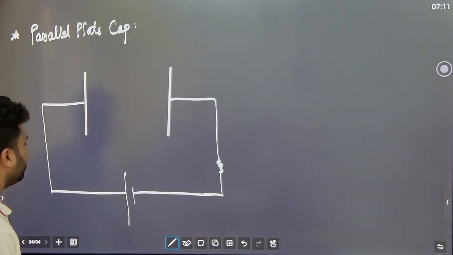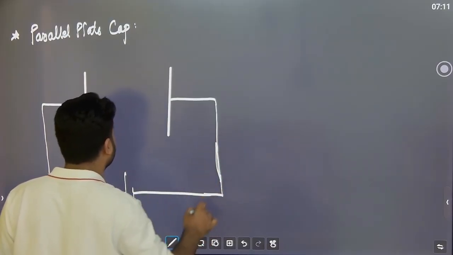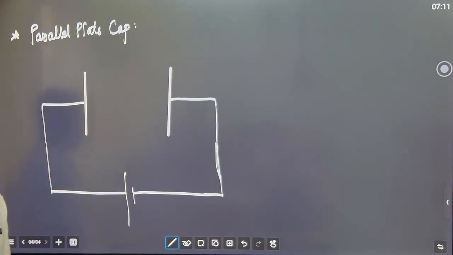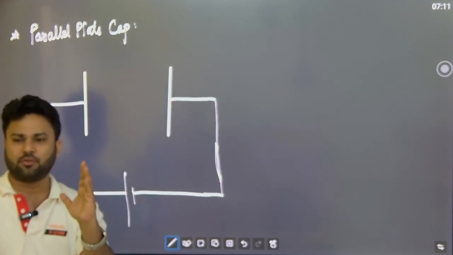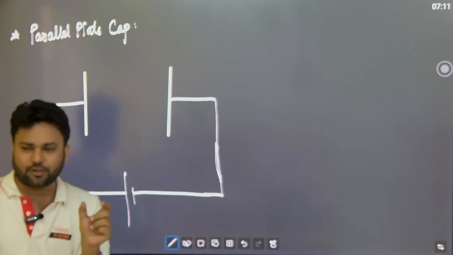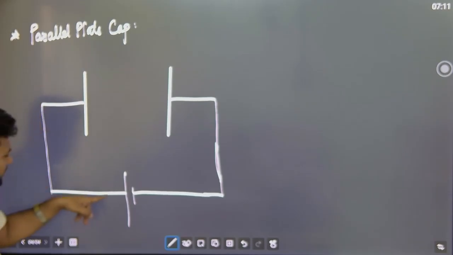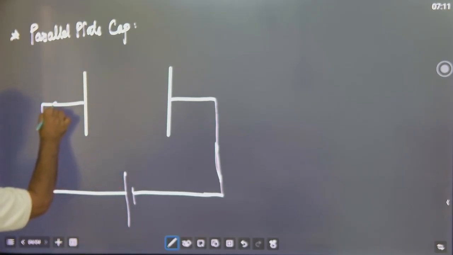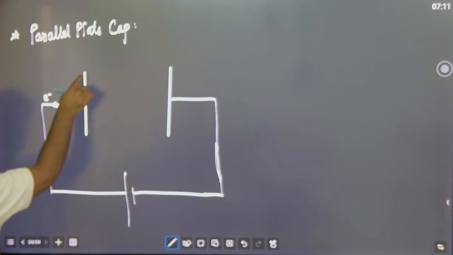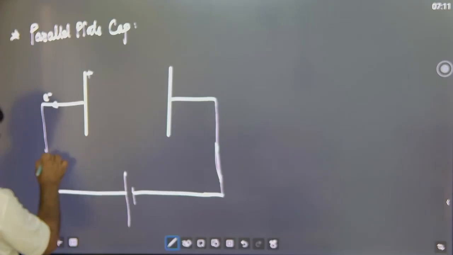So what will happen now? If you connect this plate to the battery, initially the plate was neutral. Any metal plate is neutral, but it has electrons and protons. The electrons will get attracted to the positive terminal, so the electrons will leave this surface and start flowing like this. If electrons leave this surface, it will become positively charged, and these electrons will flow like this.